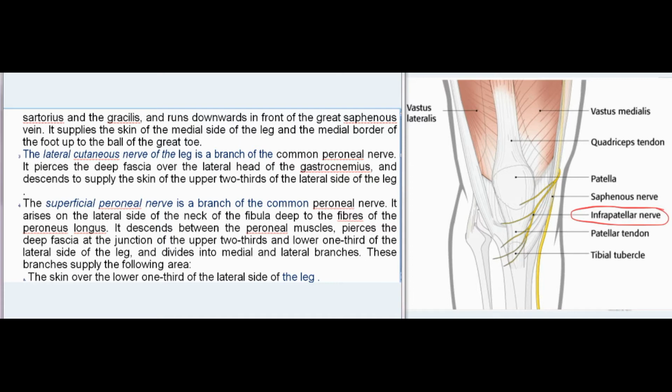3. The lateral cutaneous nerve of the leg is a branch of the common peroneal nerve. It pierces the deep fascia over the lateral head of the gastrocnemius, and descends to supply the skin of the upper 2/3 of the lateral side of the leg. 4. The superficial peroneal nerve is a branch of the common peroneal nerve. It arises on the lateral side of the neck of the fibula deep to the fibers of the peroneus longus. It descends between the peroneal muscles, pierces the deep fascia at the junction of the upper 2/3 and lower 1/3 of the lateral side of the leg, and divides into medial and lateral branches. These branches supply the skin over the lower 1/3 of the lateral side of the leg.